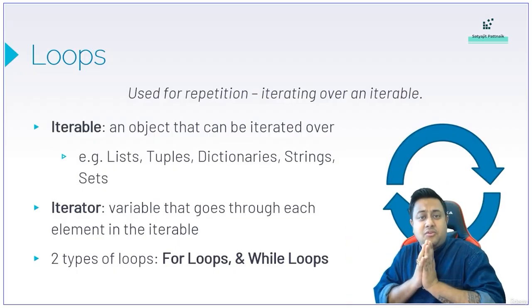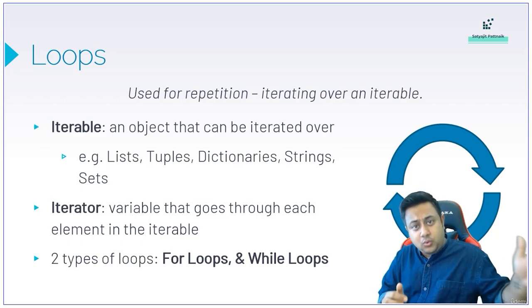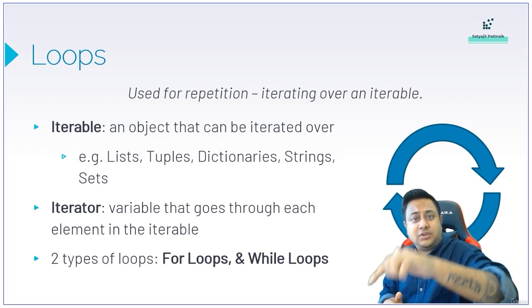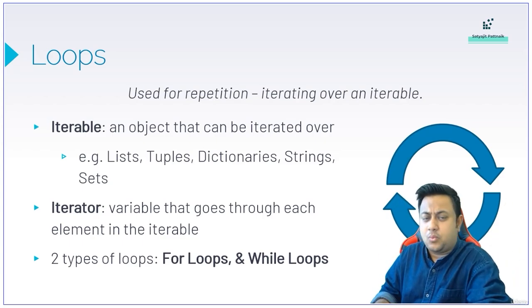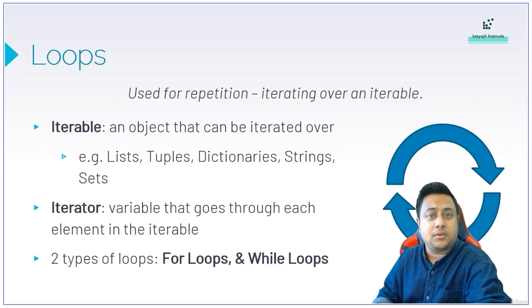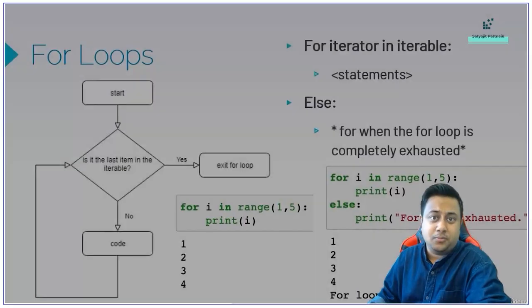Let's say you have 5 records in a list. You can iterate over each and every element of that list. What is an iterator? An iterator is a variable that goes through each element in the iterable. Majorly, there are two types of loops. One is the for loop and one is the while loop.